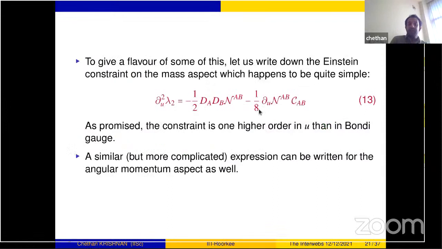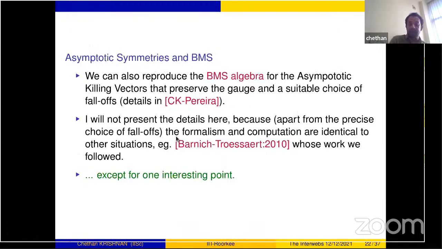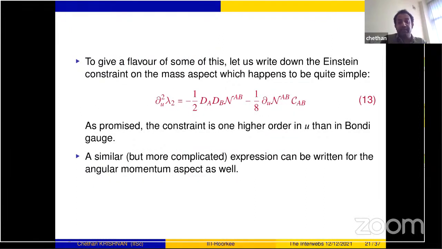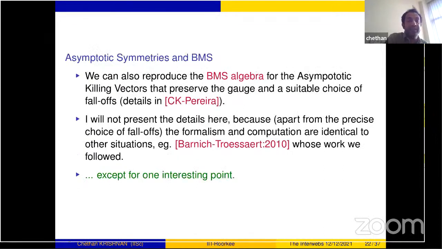momentum aspect. Okay, so to give a flavor of some of this, let us write down the Einstein constraint on the mass aspect, which happens to be quite simple. This has some structural similarity to the Bondi mass aspect constraint as well. One crucial difference is that what we have is a second derivative, and this is consistent with what I was saying before, that we always seem to get these extra trivial integration constants on top of all this. A similar but more complicated expression can be written for the angular momentum aspect as well. I'll have more to say about these things if I get to the end.